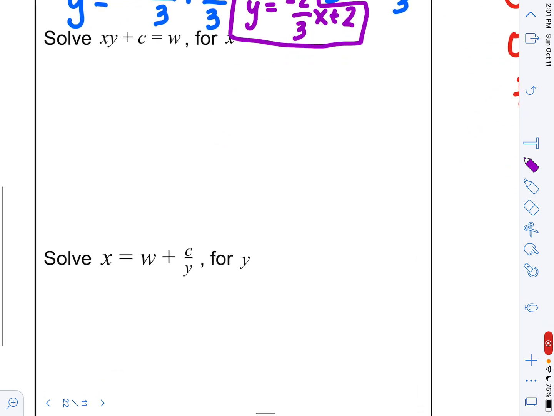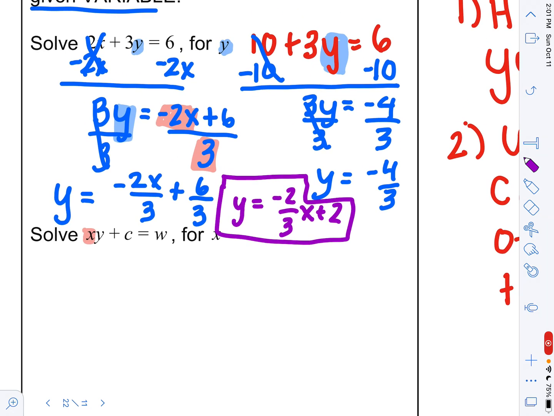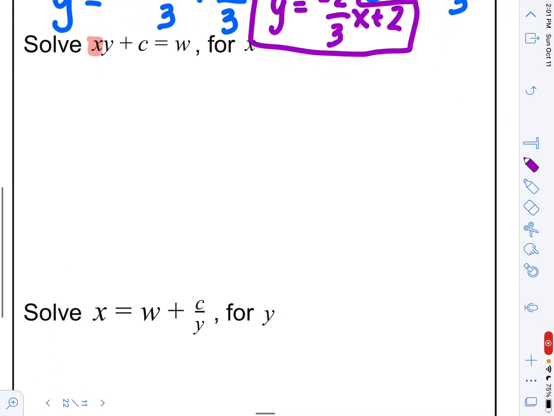So look at this one. xy plus c equals w for x. So I'm going to highlight my x because that's what I'm trying to get alone. Now here's the key here. Remember up here how the first step that we did was we were trying to get y alone, right? So the first thing I did is I moved the other term to the other side because I need the 3y by itself. In the same way, we're solving for x here.